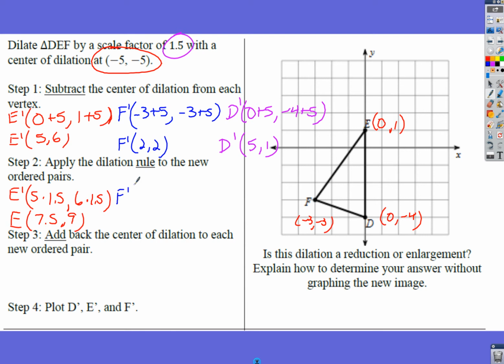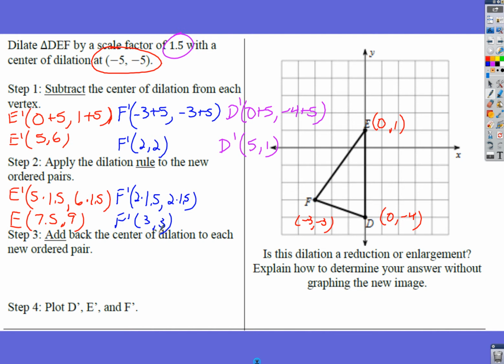Okay, F prime would be then 2 times 1.5, comma 2 times 1.5. So F prime is 3, comma 3. You double check it for me, Luna? 5 times 1.5 should be 7.5. And then I know 2 times 1.5 is 3. Any question? That's all I got here so far.